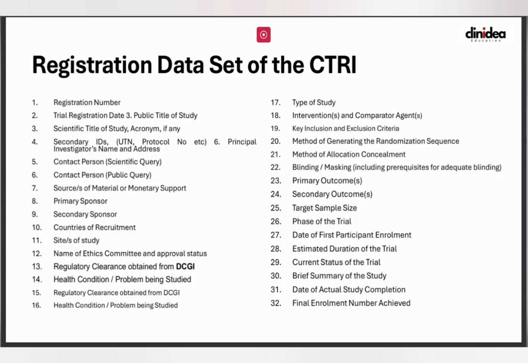Then date of actual study completion. Of course, you have to write when the study was completed. And final enrollment number achieved. So this shows the number of participants who were enrolled, which may differ from the planned number. So we thought we would require 3,000 people in phase 3, but actually we enrolled about 3,500 patients, and so on, accordingly, whatever the requirement of that phase was.